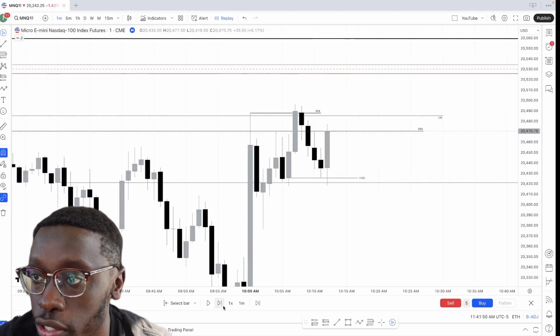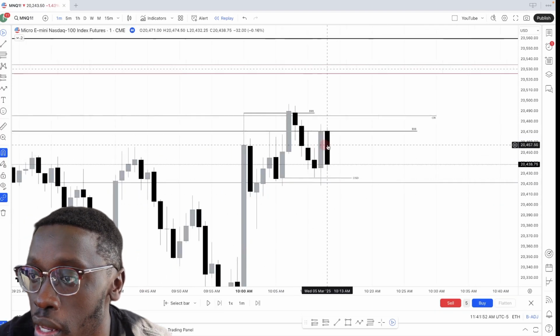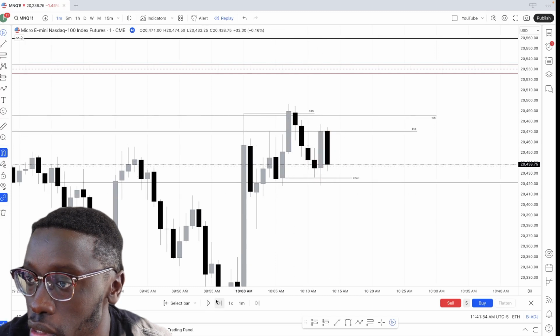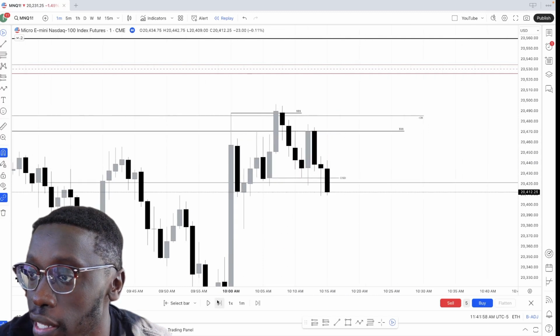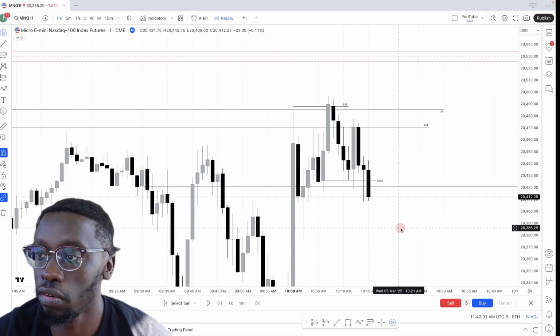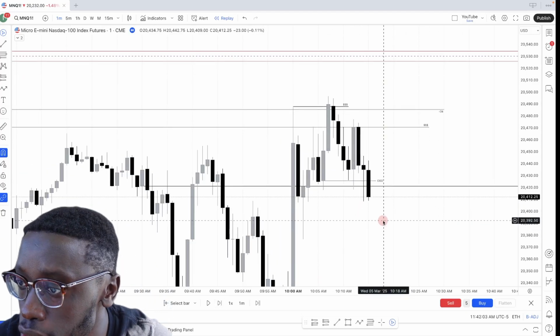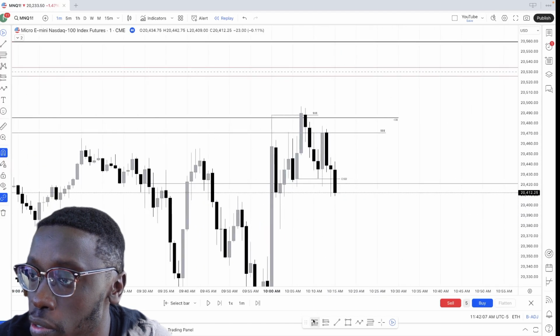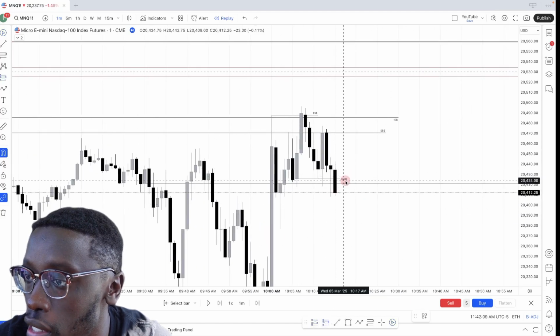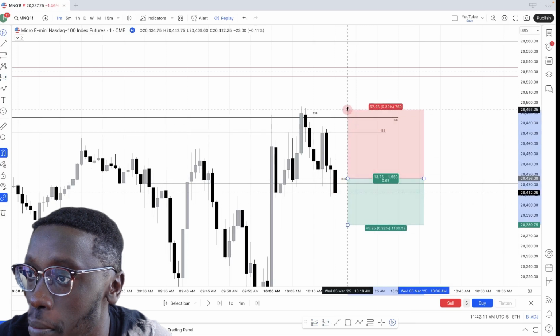So at this point, I'm still not short. There's no reason for me to short yet. Come back down. And then we do wick below it again and ultimately get that close here, right? So now at this point, I can enter a short. So what I did was I put my limit order here, my stop loss above this high.